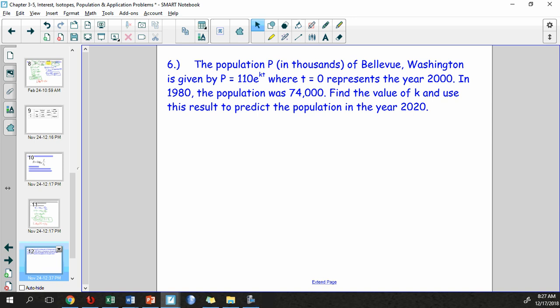Okay, this is populations, and it says the population P in thousands of Bellevue, Washington, is given by P is equal to 110e^(kt), where t equals 0 represents the year 2000. In 1980, the population was 74,000. Find the value of k and use this result to predict the population in the year 2020.